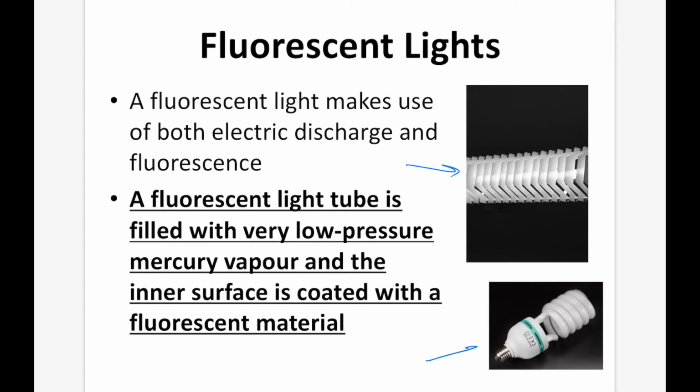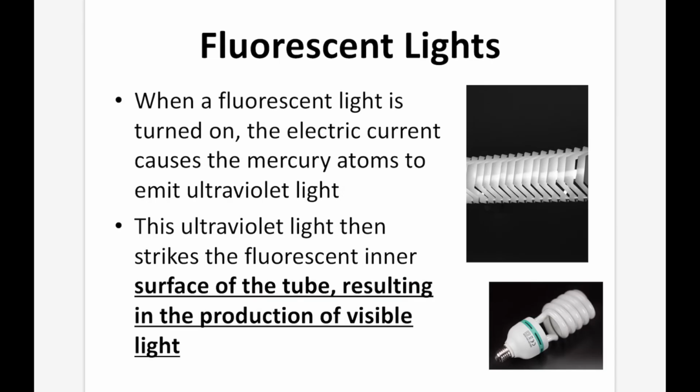They're typically the lights in the ceilings of most buildings like schools and offices, and they're also these curled bulbs that you should have in your home because they're a lot more energy efficient. When a fluorescent light is turned on, the electric current causes the mercury atoms to emit ultraviolet light.